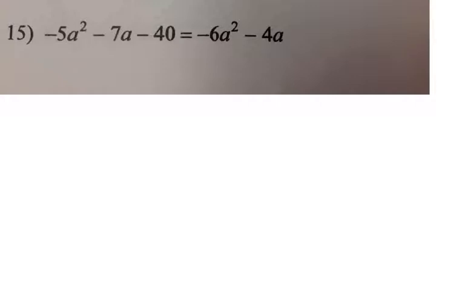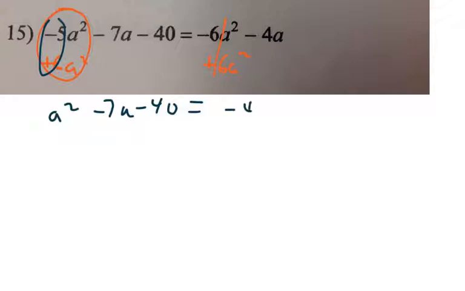For example, couldn't I go ahead and add 6a squared to both sides? In other words, I want to get my a squareds together over here, right? And so now we're left with a squared, because 6 minus 5 is 1, a squared, minus 7a minus 40 equals negative 4a. Now let's get rid of negative 4a, right? Let's go ahead and add 4a to both sides.